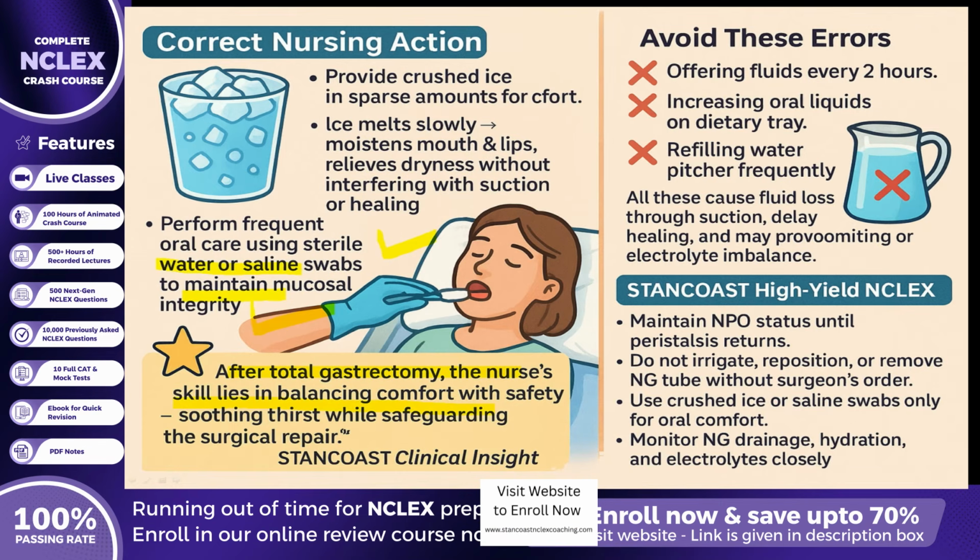Finally, as we move to the Stancoast High-Yield NCLEX Pearl, remember these vital takeaways for your exam and clinical practice. Clients with nasogastric tubes after gastrectomy remain strictly on nothing-by-mouth status until peristalsis returns. Do not irrigate, reposition, or remove the nasogastric tube without a surgeon's explicit order. Crushed ice or saline swabs may be used for oral comfort only. Always monitor for hypovolemia, electrolyte imbalance, and the characteristics of nasogastric drainage. A clear liquid diet is introduced only after the surgeon's approval and once bowel sounds are confirmed to have returned.